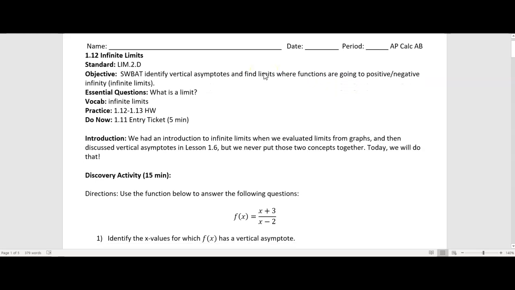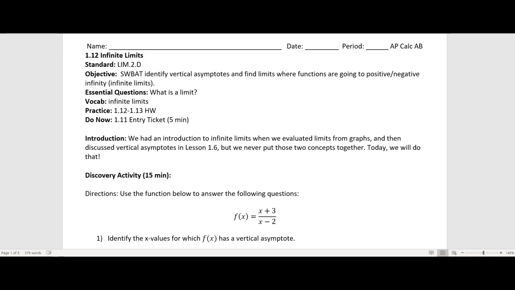Hey guys, Mr. Fawcett here, and today we are back with another lesson in our AP Calc AB timeline. This time it is for infinite limits. So we've touched on this topic briefly in previous lessons. I've always said we're going to get to it eventually, and it deals with vertical asymptotes.